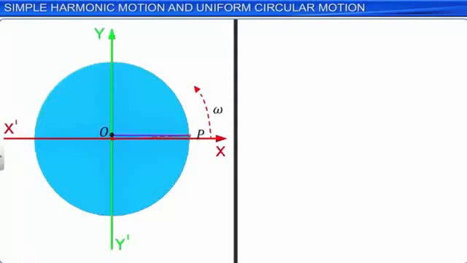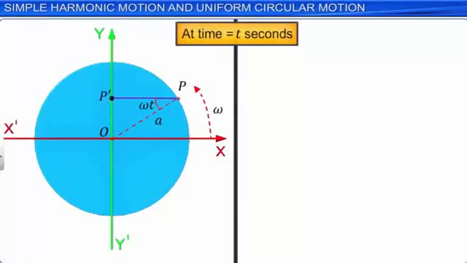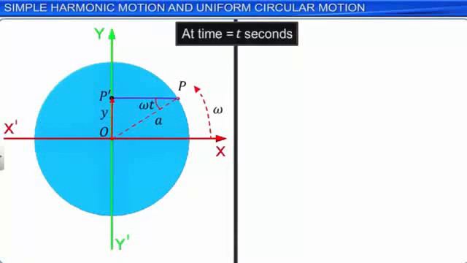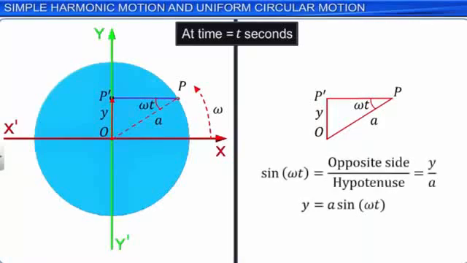The displacement of the projection of the particle y is then obtained using trigonometric ratios of the right-angled triangle thus formed. Sine of the angle omega t is the ratio of opposite sides, which is the displacement of the projection of particle P', that is, OP', represented as y, to the position vector of the particle OP, whose magnitude is equivalent to the radius a of the reference circle. Thus, we get y is equal to a sine omega t.